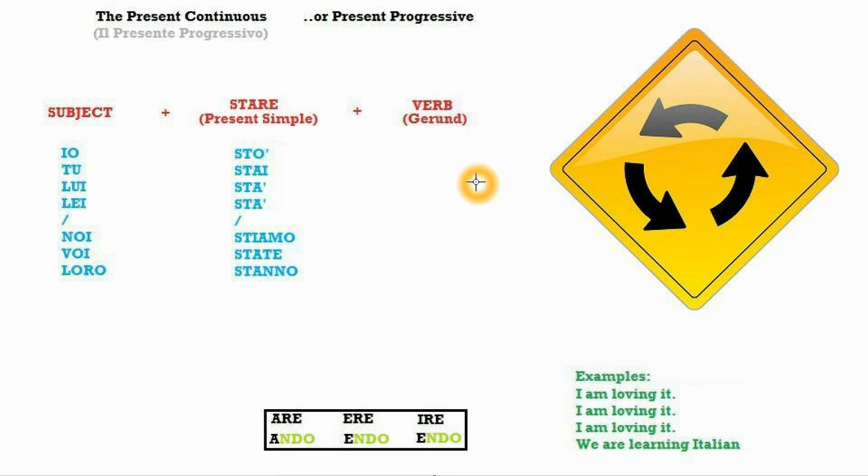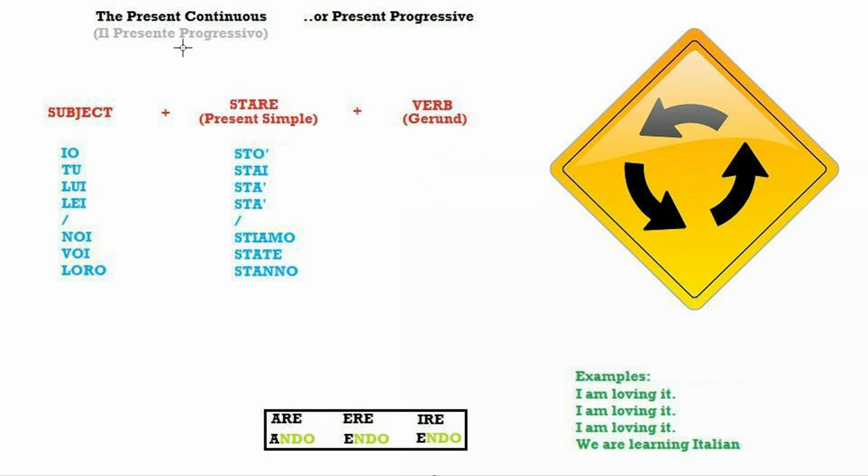The gerund is so easy. It's the ing form in English. For instance, the gerund tense of the verb to be is being. The gerund tense of the verb to have is having. Of the verb to swim is swimming, and so on. Okay? And it's very easy in Italian as well.